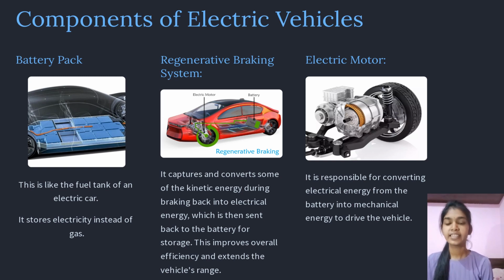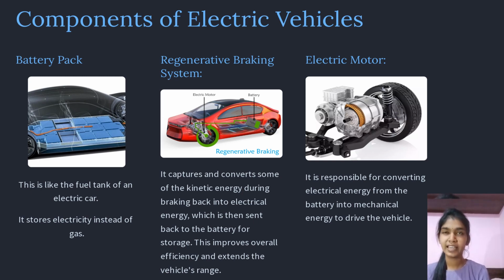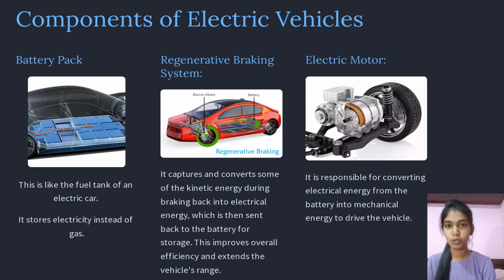Regenerative braking. It captures and converts some of the kinetic energy during braking back into electrical energy, which is then sent back to the battery for storage. This improves overall efficiency and extends the vehicle's range mostly. Next, we have the electric motor, which is responsible for converting electrical energy from the battery into mechanical energy to drive the vehicle, including AC and DC electric motors.